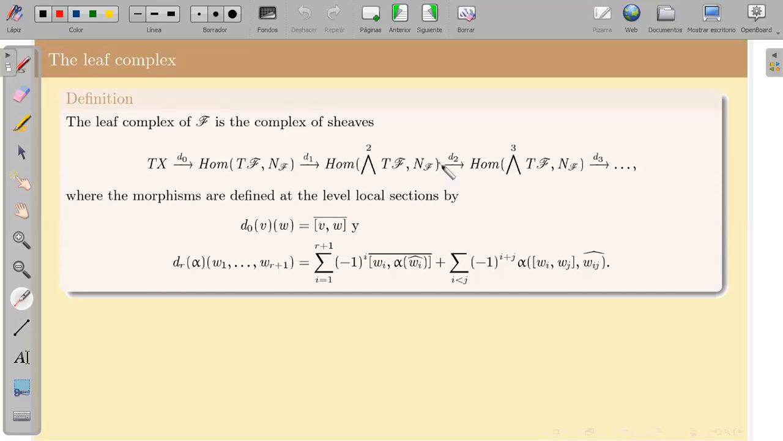This complex is called the leaf complex, because if we restrict it to the non-singular points of X, we end up, except for maybe the first term, with the sheaf of differentials along the leaves with values in the normal one. So we can use this complex in order to understand our moduli space locally.